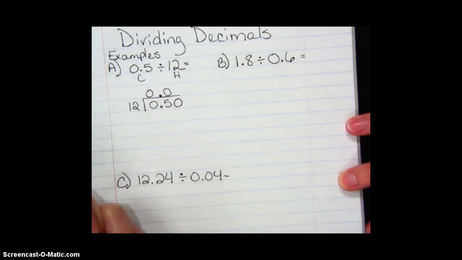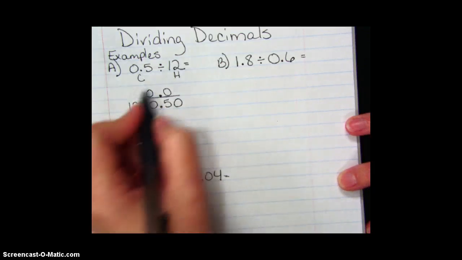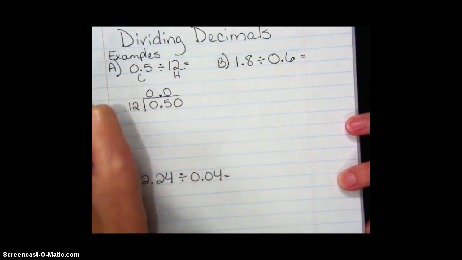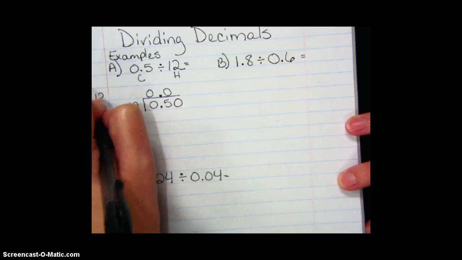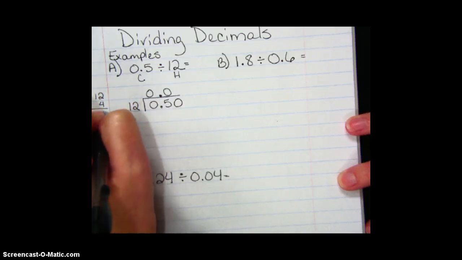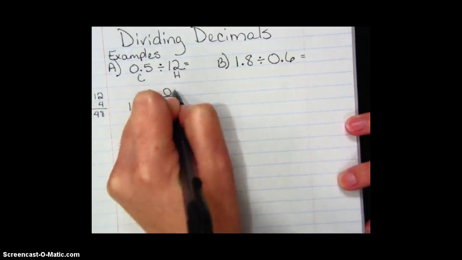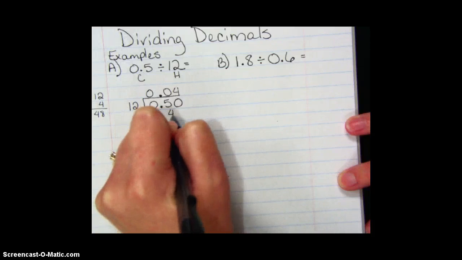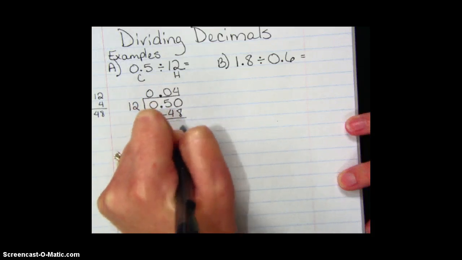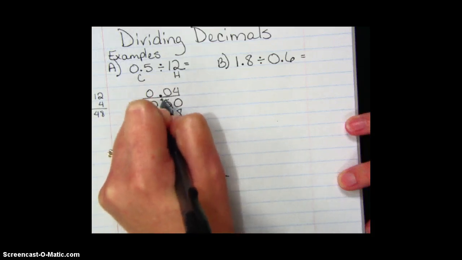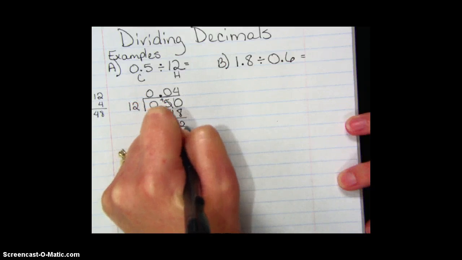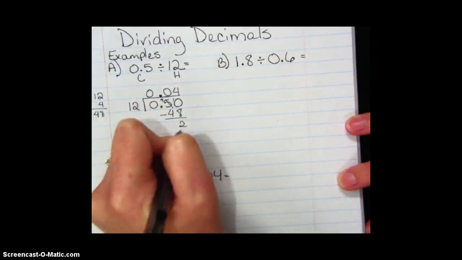12 does go into 50. It goes in, I don't know. Let's check. I think it might go in 4 times. 12 times 4, 8, 48. It does. So I'm going to put a 4 here, write 48, and subtract. 10 minus 8 is 2. 4 minus 4 is 0.